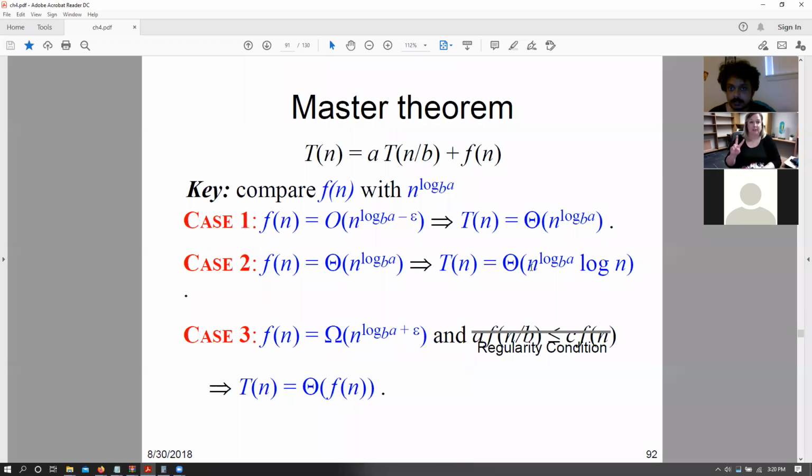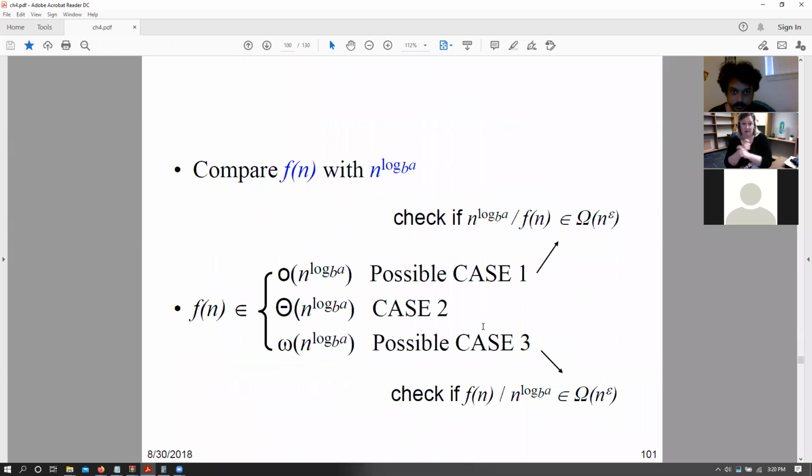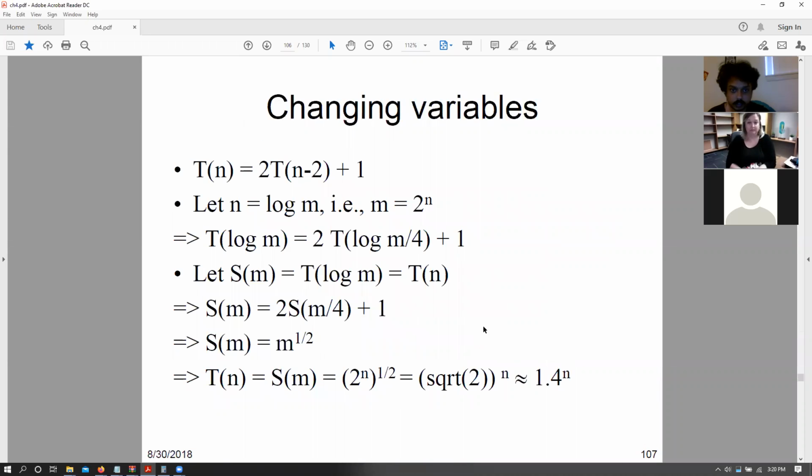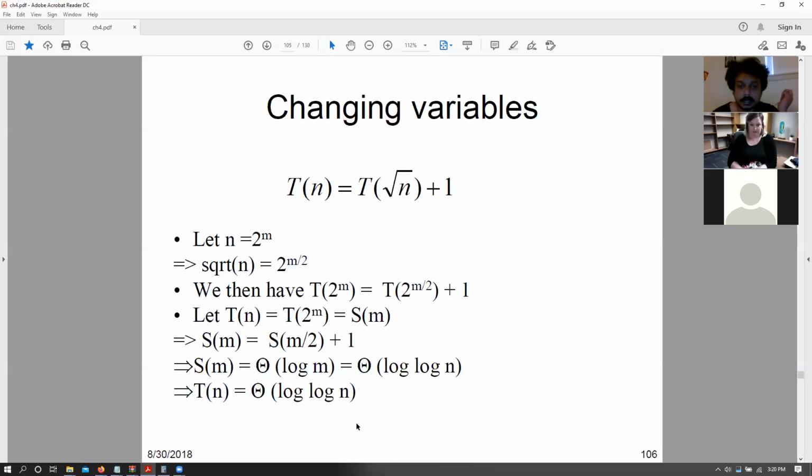and for case 2 we had this complexity, right? Theta of n log base b a times log of n. In our case, n log base b a was 1, so we have log of n, because m is 2 to the power of n. Okay.